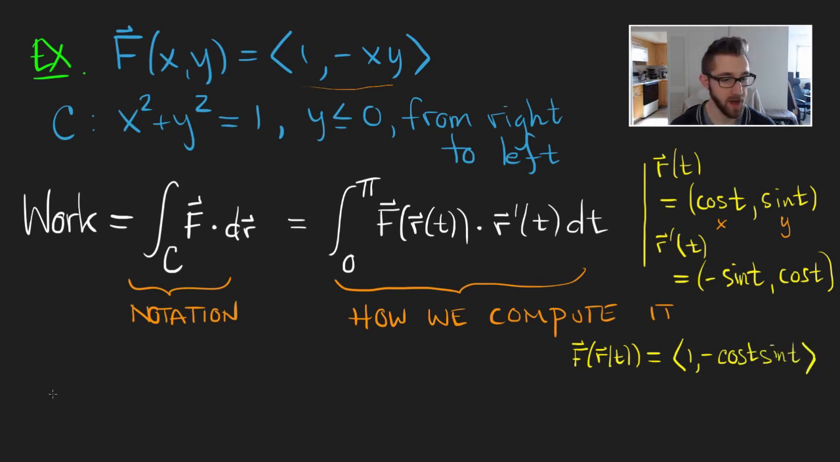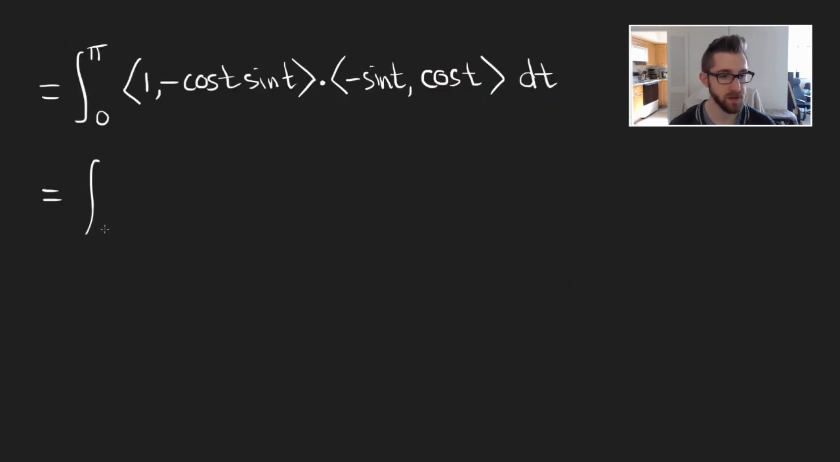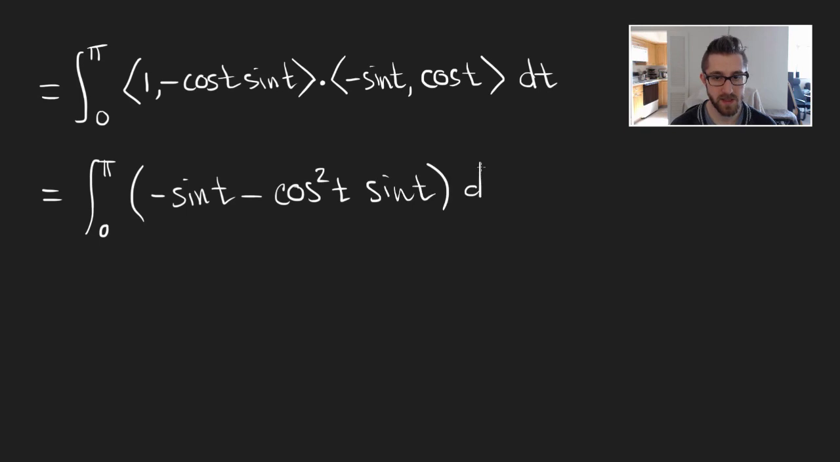And so the integral that we'll get is an integral from 0 to pi. F of r of t is 1, negative cos t sine t, dot r prime of t, which is negative sine t comma cosine t, dt. To keep going with this, we should expand the dot product. So we'll get the integral from 0 to pi, and then we'll expand this dot product. We'll get 1 times negative sine t, plus the product of negative cosine t sine t and cosine t, which will be negative cosine squared t times sine t, dt. I'm not going to keep going with this, but this is definitely an integral that you could compute to finish this problem.